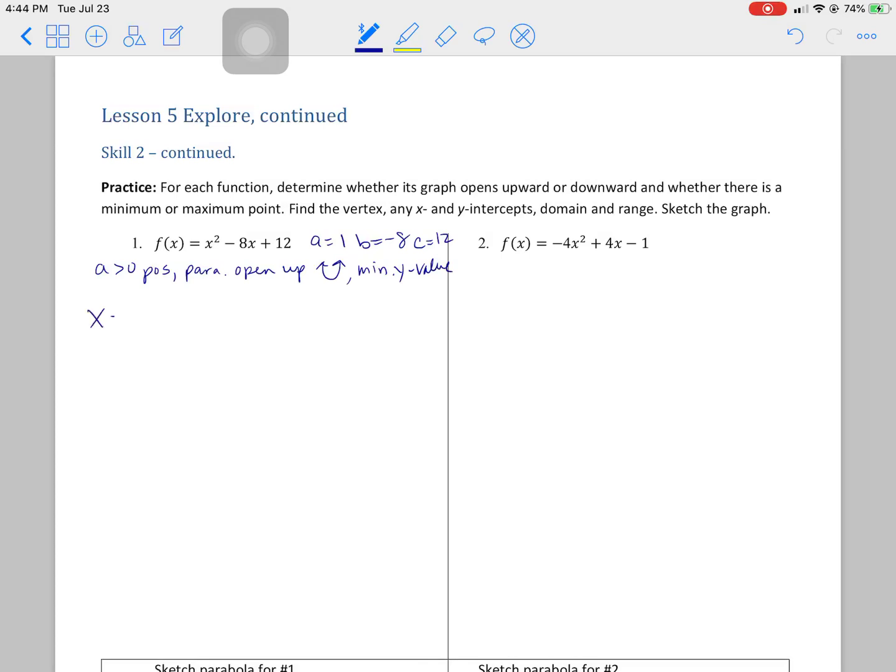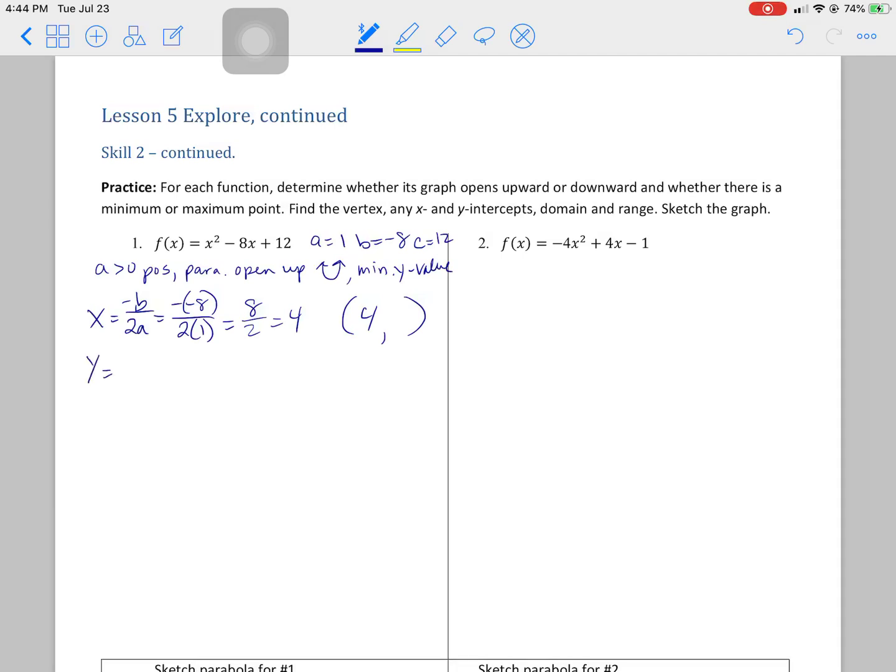Then you need to find the vertex. So vertex formula. So a negative B, don't forget to double it if it's already negative, 2 times A, so 8 over 2, so it's 4. Okay, so heading for a vertex here. 4 is the x part of it.